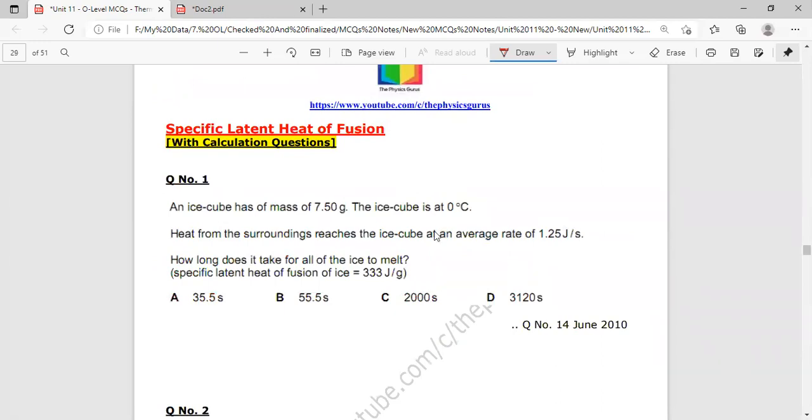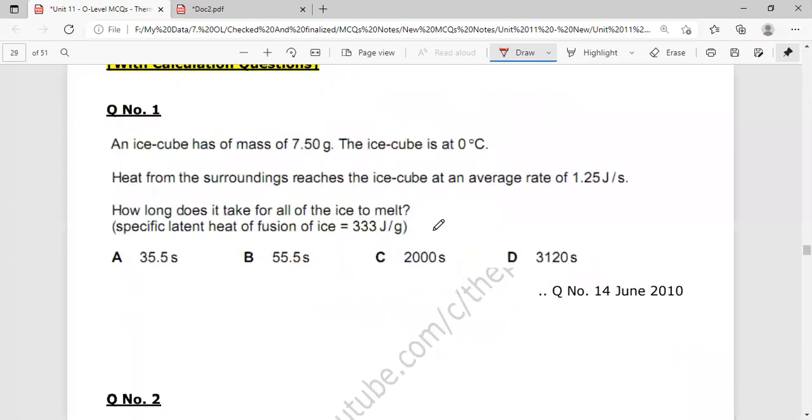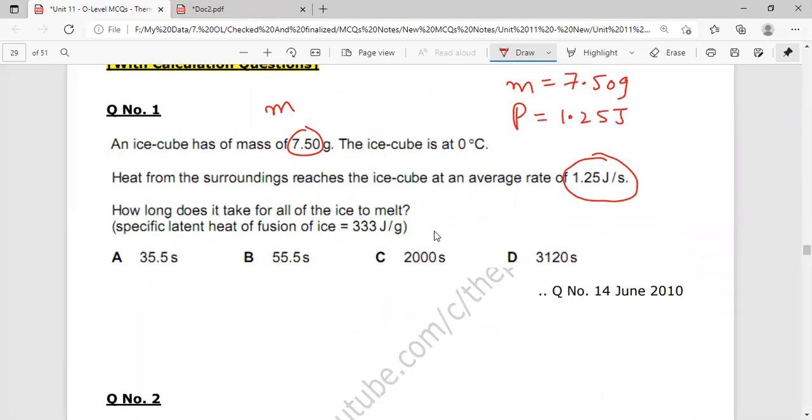Okay, now these MCQs are related with the calculation part. The mass is given. So I will write over here. Mass is 7.50 grams. Joule per second, this is the power which is given: 1.25 joule per second. Time is being required. Latent heat of fusion's value is given, that is LF, 3.33 joule per gram.